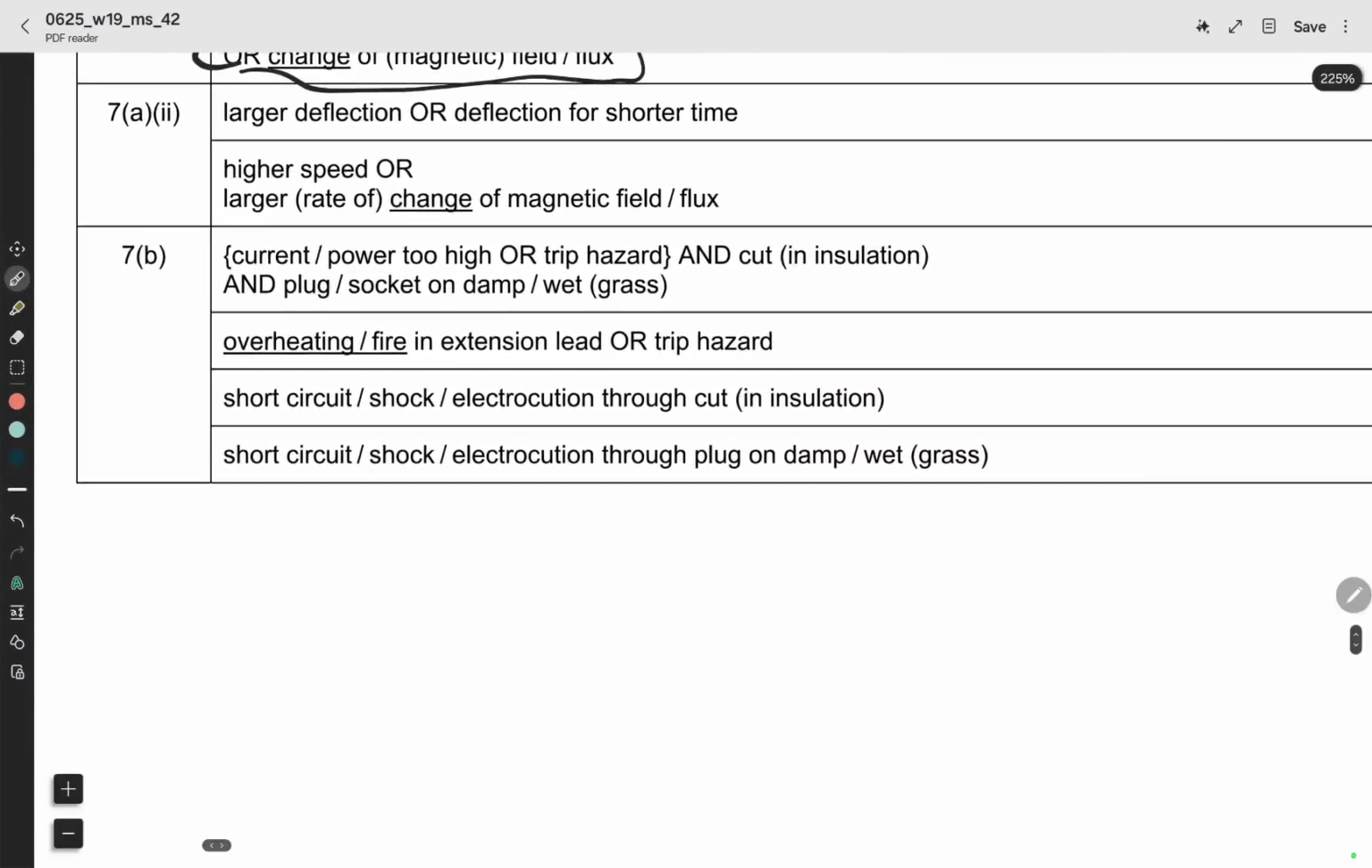Okay, so the current slash power is too high, or trip hazard, and cut. Oh, okay, yeah, so the short circuit was correct, the short circuit because of the wet grass. Okay, yeah. So these count as two actually.